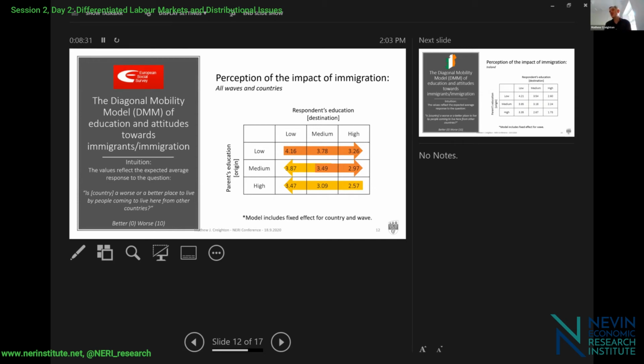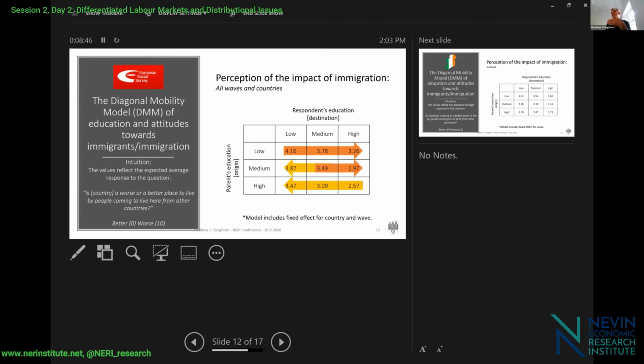Presenting it like this, which are just predicted average values, you can also look across categories and ask questions. For example, if you go from low to high and you end up with a high level of education, how does that compare to someone whose parents also had a high level of education?